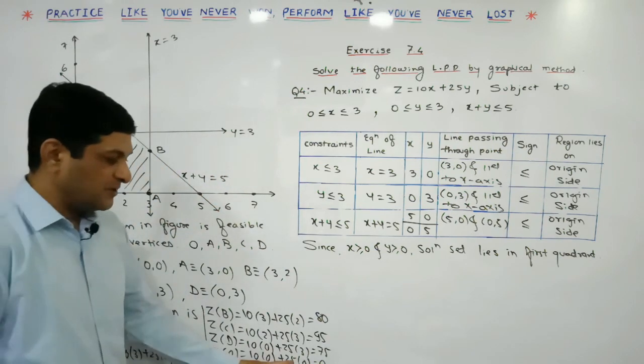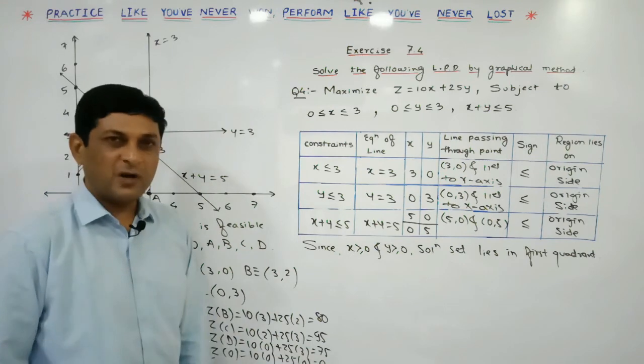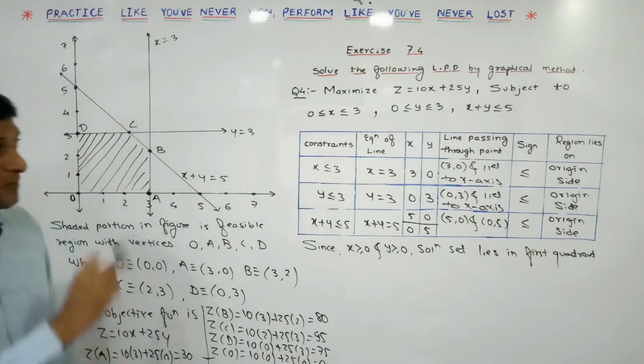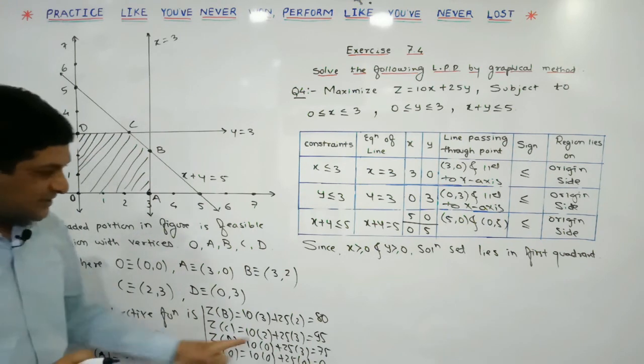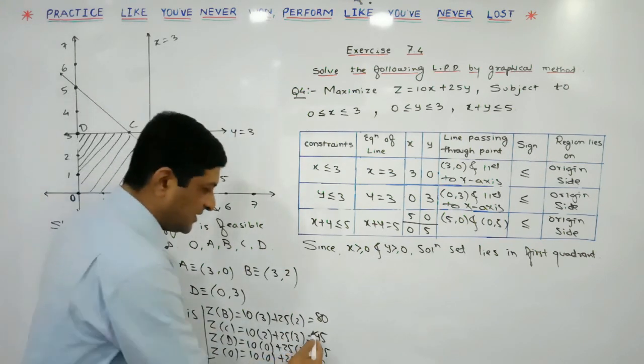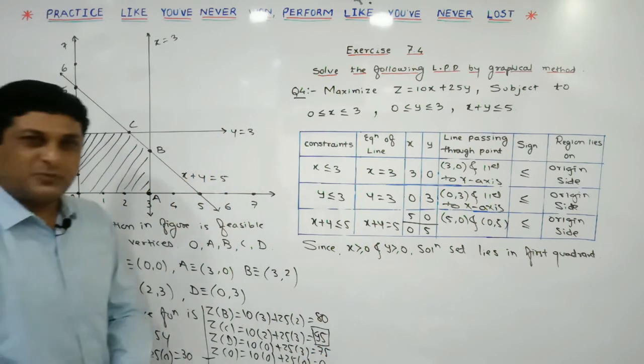So 10 into 0 plus 25 into 0, both the terms will become 0, and the addition will be equal to what? 0. So here we have to maximize the objective function. So check at which vertex we are getting the maximum value. Here we can easily observe that 95 is the maximum value of the objective function.